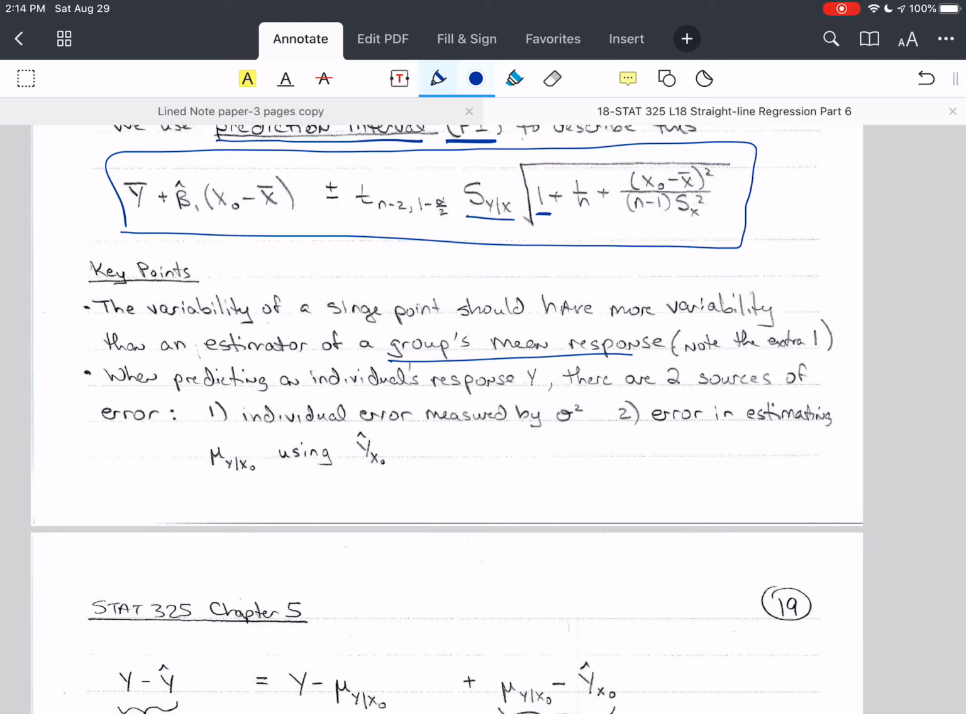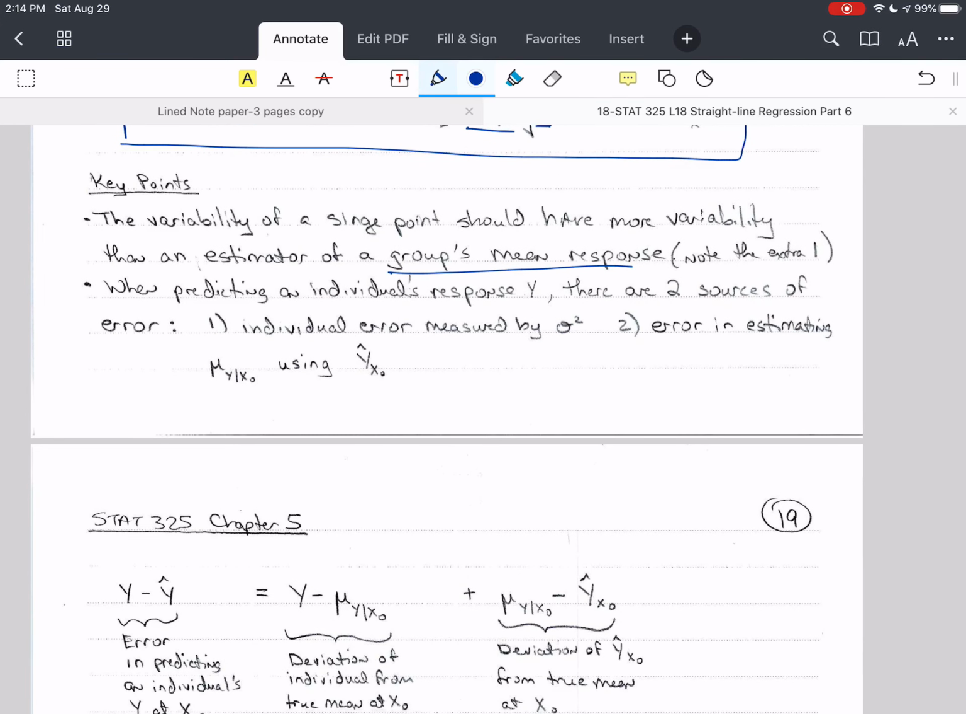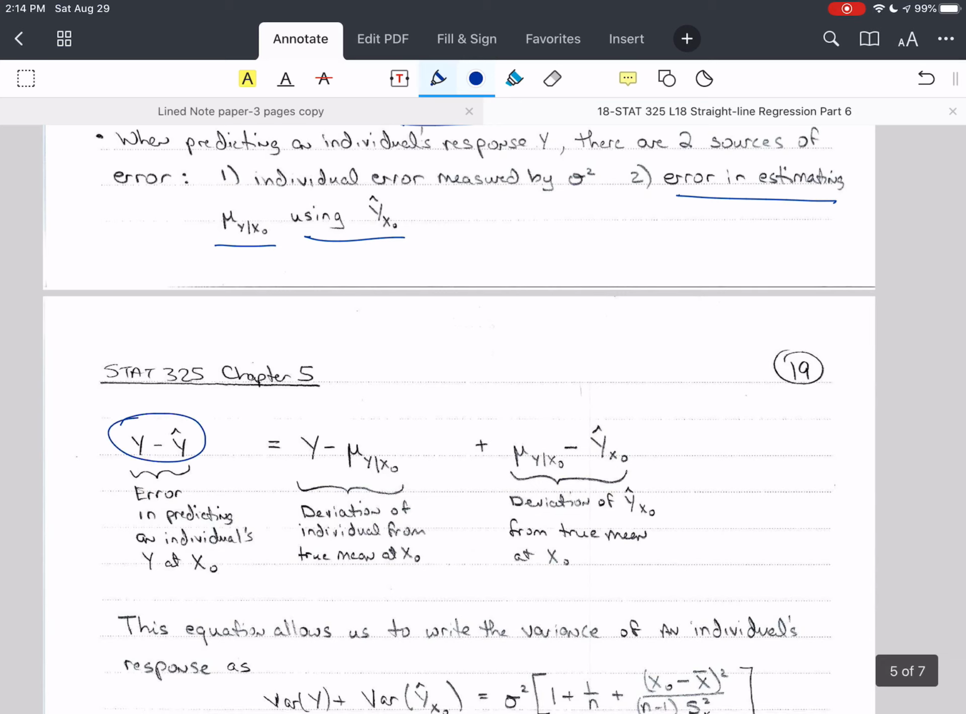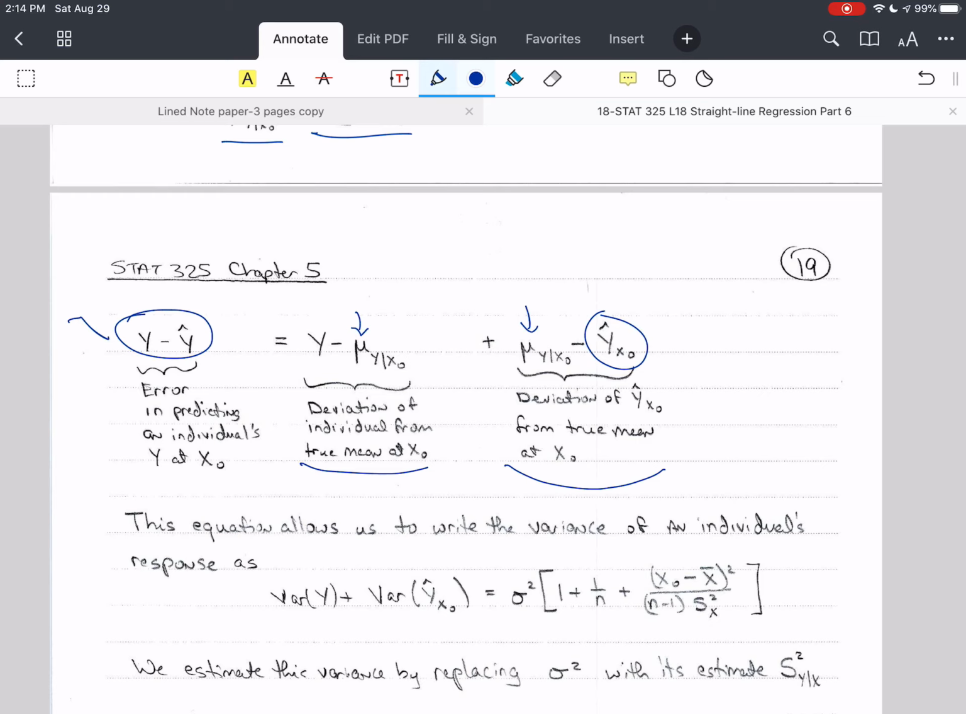When predicting an individual's response y, there are two sources of error: the individual error measured by sigma squared, and the error in estimating mu using y hat. Okay? So we can decompose this difference of y to y hat into two parts. We can subtract and add this mean, and now this part is the deviation of the individual from the true mean at x naught, and this is the deviation of the y hat value from the true mean. And so when we take the variance, we take the variance of each part. And it turns out that these two are independent of each other, and so we can just write them like this.